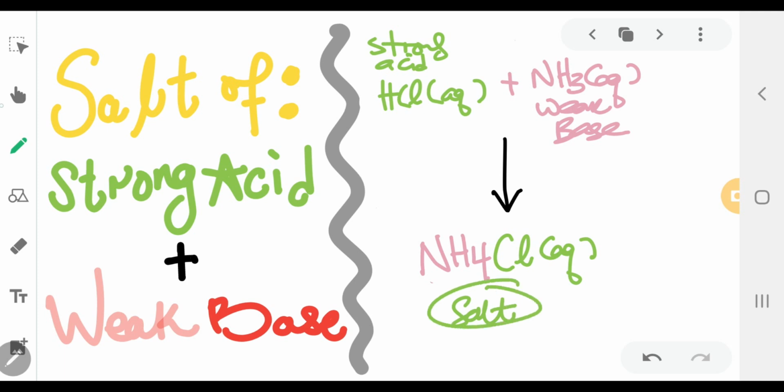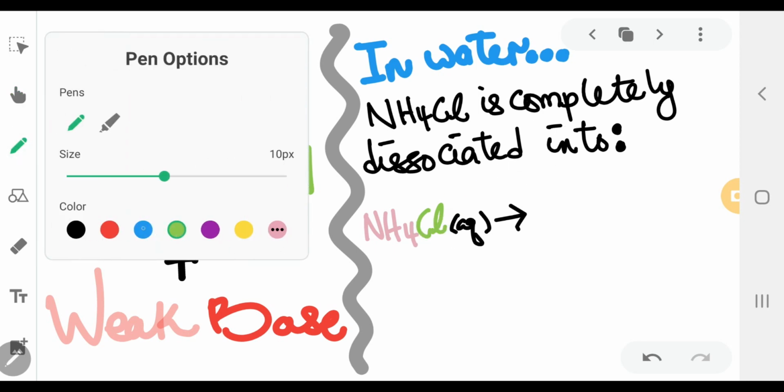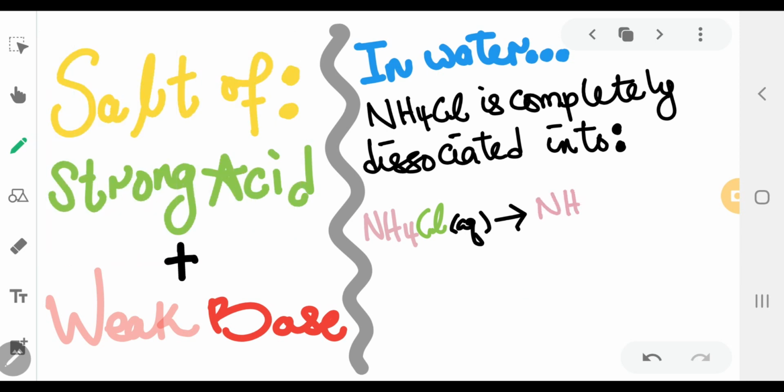Like any other salt, NH4Cl will be completely dissociated when we add it into water. The NH4 here originated from the weak base, and the Cl originated from the strong acid. Remember that? When you add this salt into water, it will be dissociated completely to become NH4 plus aqueous and chloride, Cl minus aqueous. Remember, the chloride ion, Cl minus, comes from the strong acid.